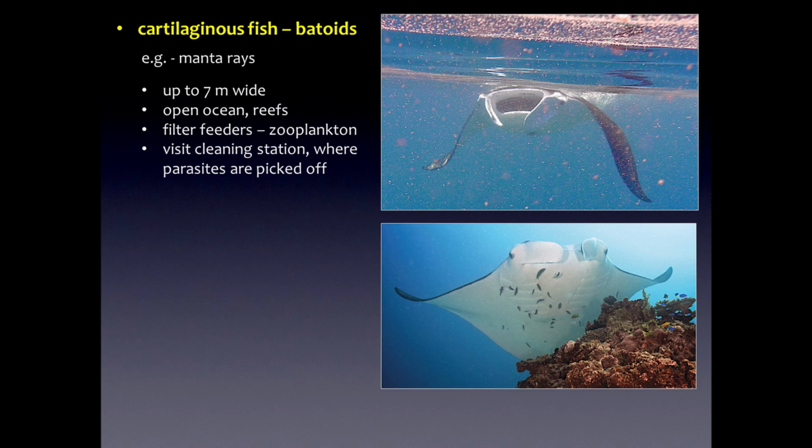We find them in the pelagic environment in the open ocean, quite commonly around reefs. Around reefs, they quite often visit what's known as a cleaning station. They swim and hover around there, and tiny fish clean off all the parasites that might be living on the skin of this particular ray.